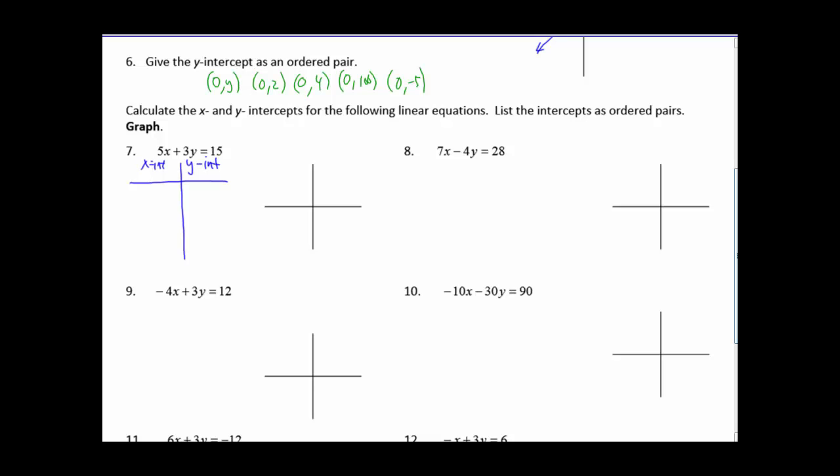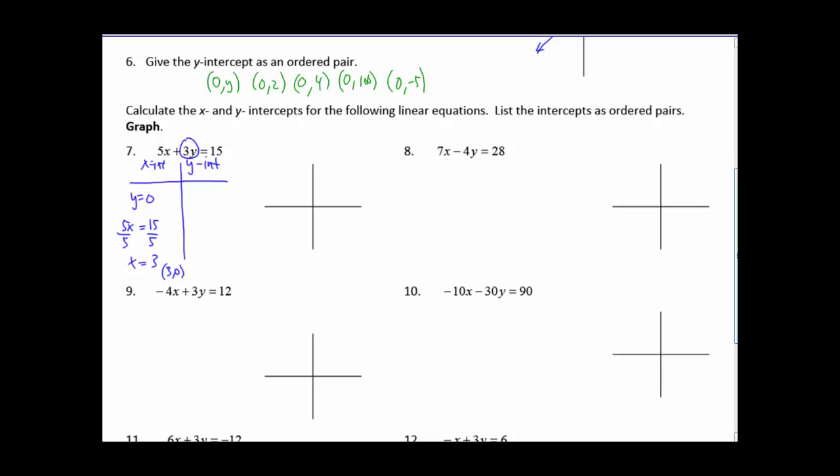Back to the definition we just looked at: for all x-intercepts, y is 0. So if y equals 0, we plug in 0 for y, and 3 times 0 is 0. We're left with 5x equals 15. If you divide by 5, we get x equals 3.